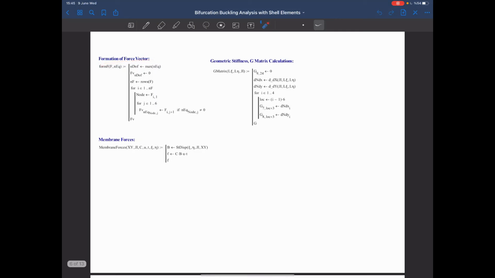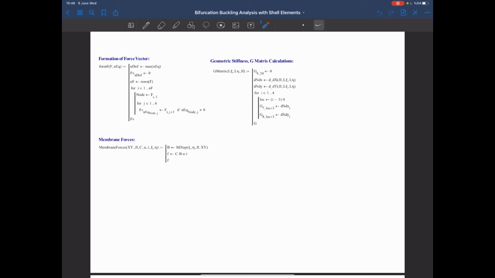This part is the same. Now let's take a look at the geometric stiffness. That part is new. So we need the G matrix, right? G matrix is del N over del x and del N over del y. So I have to put these values in the correct places.